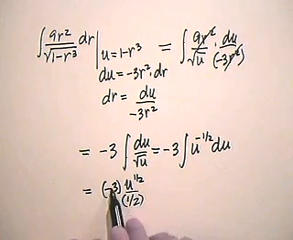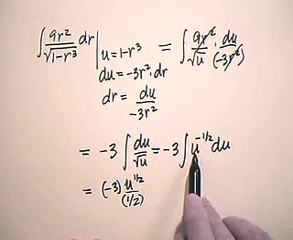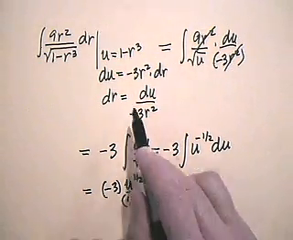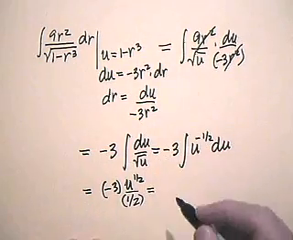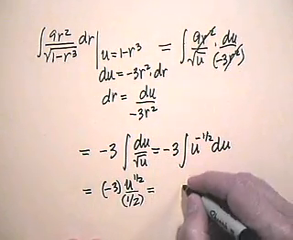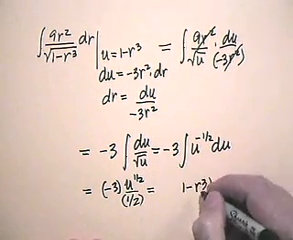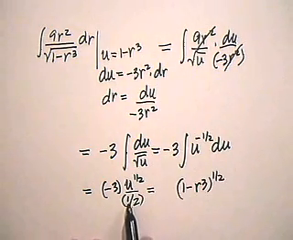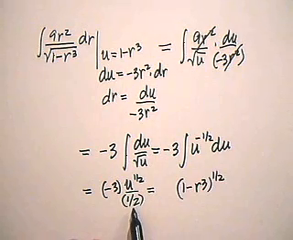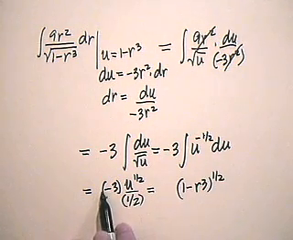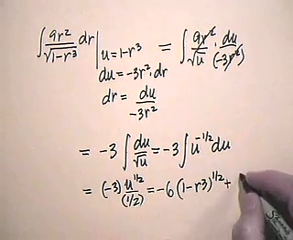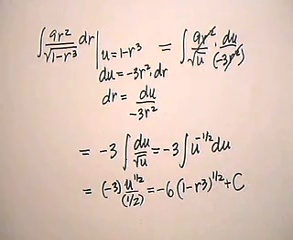So this is the antiderivative with respect to u, and now we're going to substitute back in what the u is. The u is 1 minus r cubed. So we have 1 minus r cubed raised to the 1/2 power. And what do we have out front? Well, a 1/2 in the denominator is a 2 in the numerator. 2 times negative 3 is negative 6. And then what we have to remember is to add the big capital C.